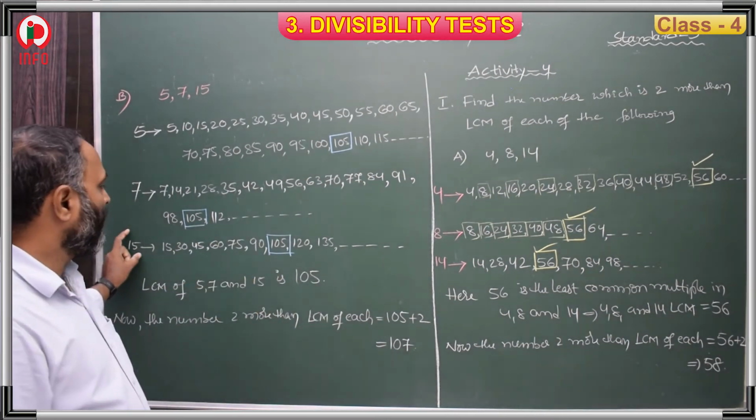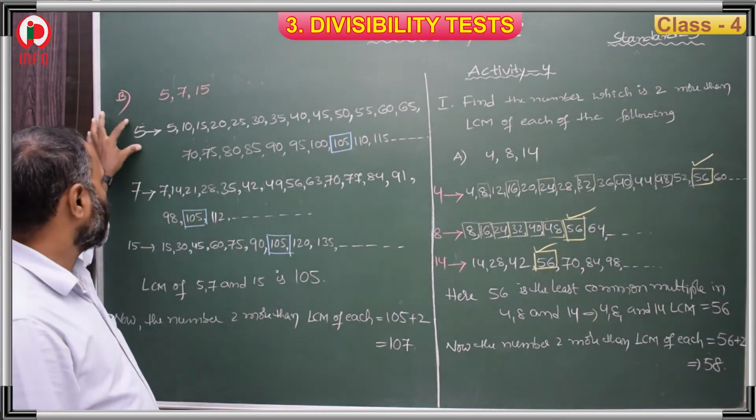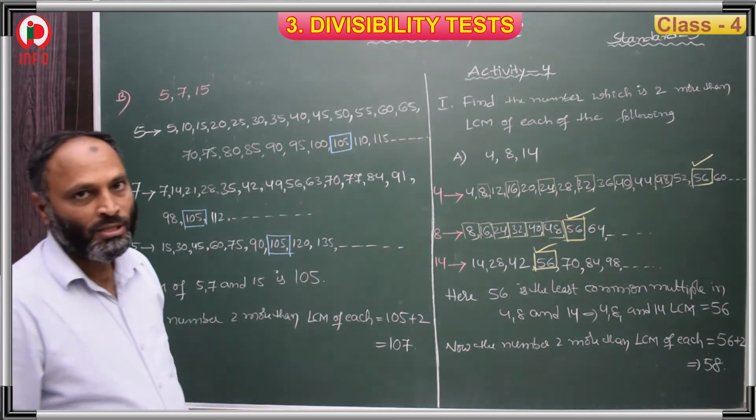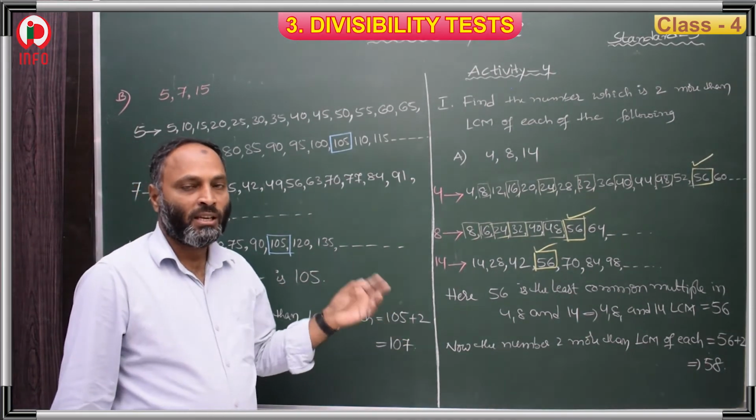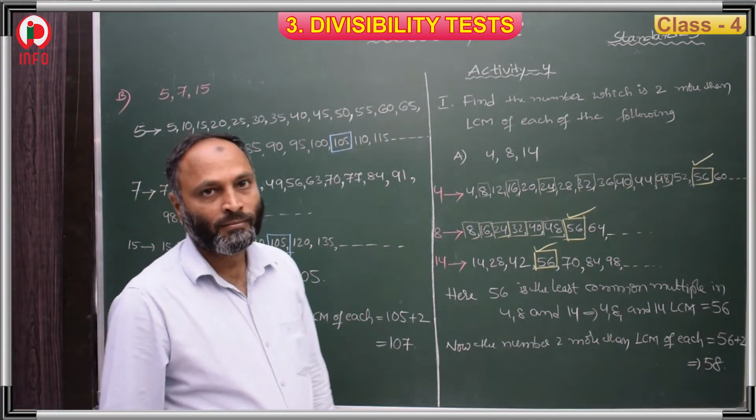For a bigger number, there is no need to write more multiples. For a smaller number, it is better to write more multiples. So two more sums were there in this. That is your homework assignment.